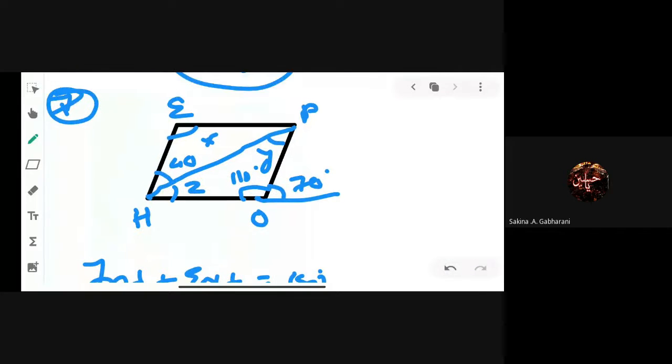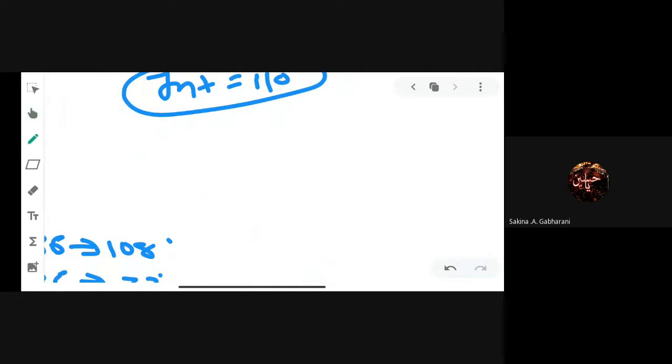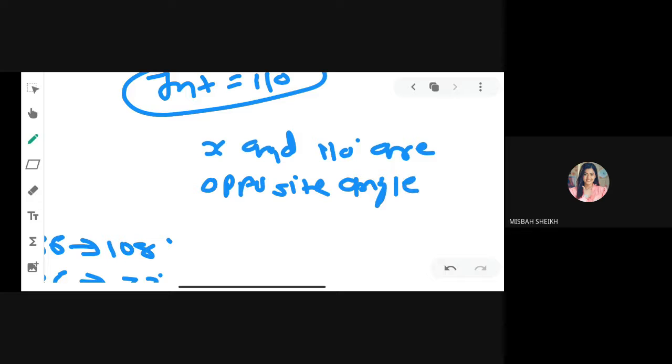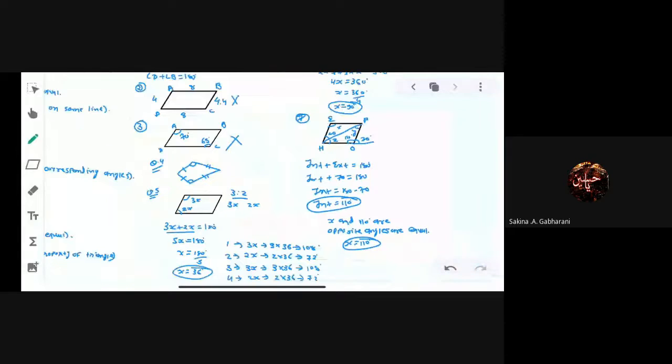Right? Now we can see this interior angle 110 degrees and x. These two angles are opposite angles in a parallelogram. And if they are opposite angles, then the values of these two angles are equal. So x and 110 degrees are opposite angles. Opposite angles are equal. So we can say that x is equal to 110 degrees. Clear, all of you? Yes, sir.